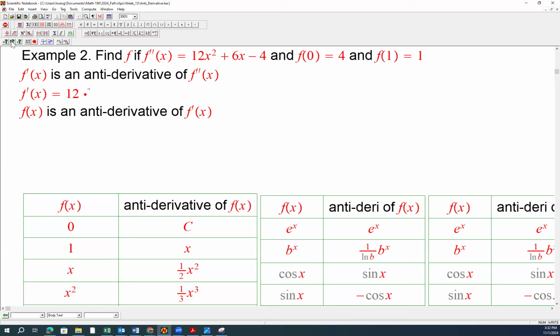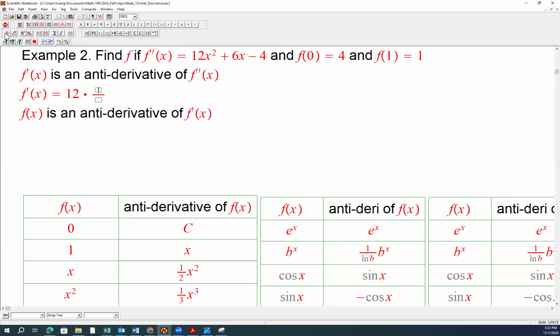Okay, the antiderivative of x squared is x raised to the power 3 divided by 3, okay, which is this one, plus 6x. The antiderivative of x is half x squared. Okay, minus 4. 4 is a constant, so it's 4 multiplied by x. And then we're going to add a constant.